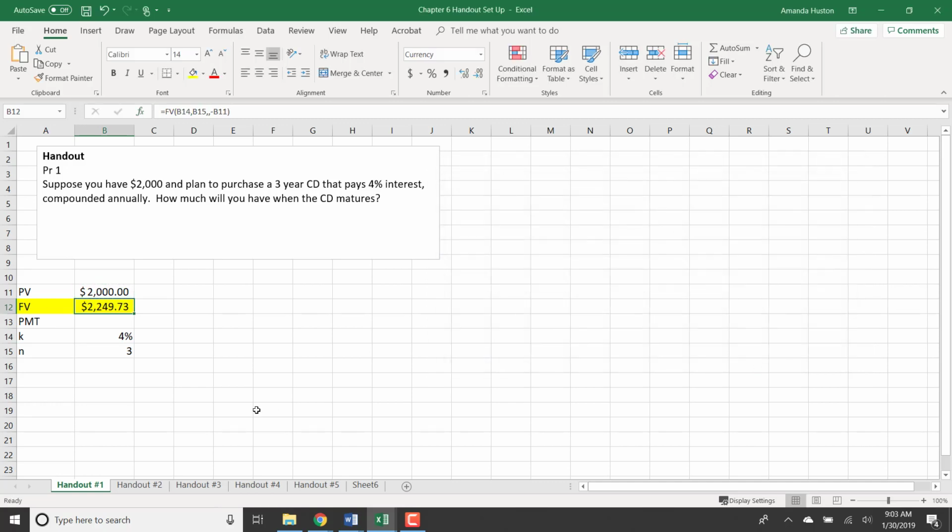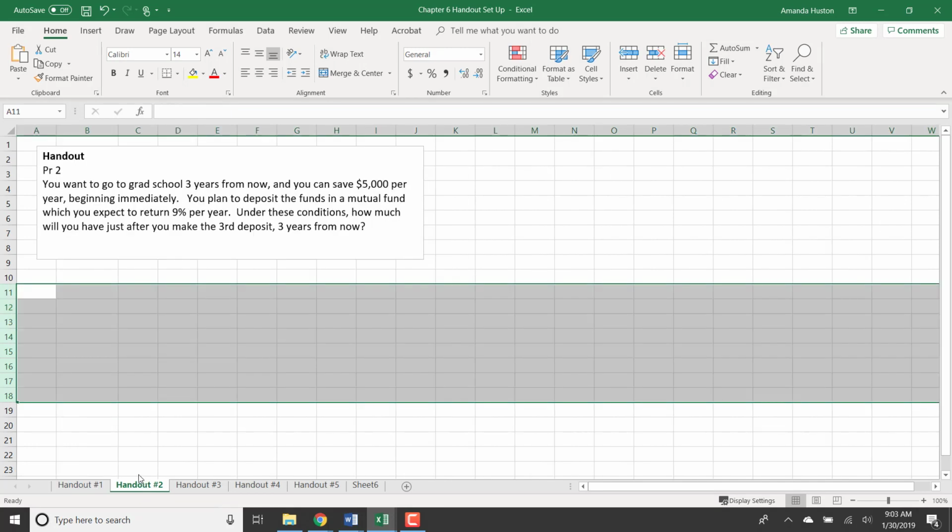So in this problem, if we have a $2,000 CD for 3 years that's paying 4% annually, we would end up with $2,249.73 at the end of 3 years. So that's our first problem. That was solving for future value.